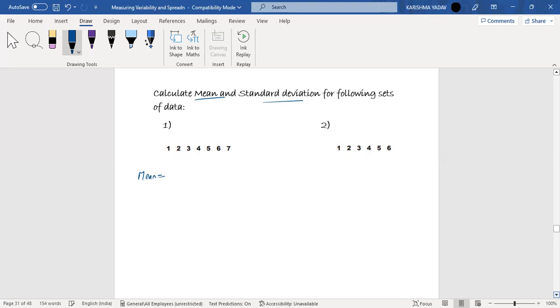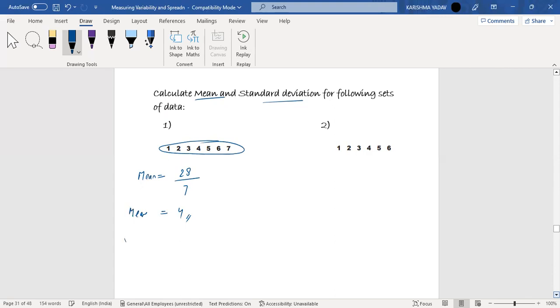For the mean we have to add all these values. What is the addition of all these values? 1, 2, 3, 4, 5, 6, 7, so it will be 28, I think. And how many values are there? There are 7 values, so 28 divided by 7 is the mean. What is 28 divided by 7? 4. So we got the mean for the first set, that is 4.